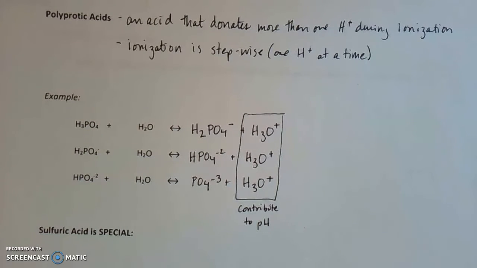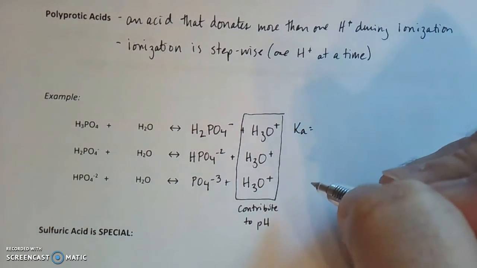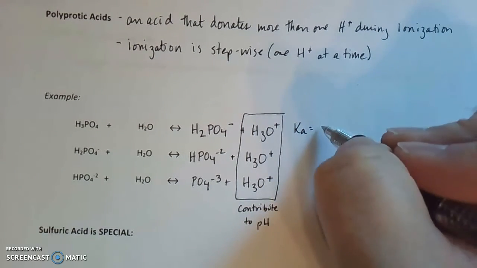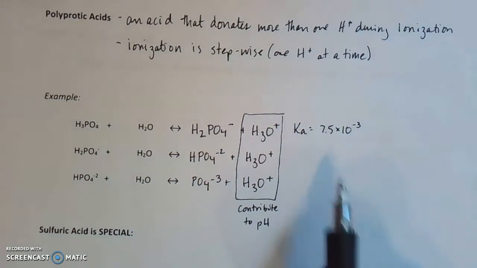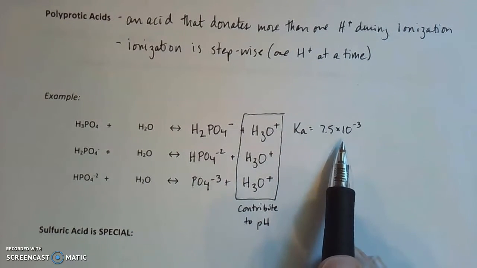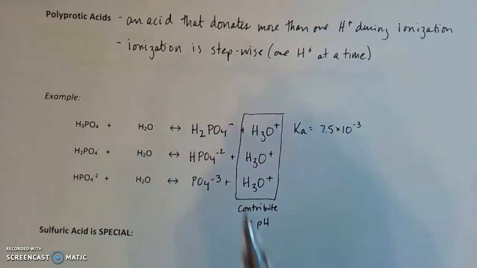There is a chart in your purple reference sheet for polyprotic acids, and it gives you the Ka values. So if we look at the Ka values for these three equations, we'll see that the first one is 7.5 times 10 to the minus third. That's pretty big. So that means that this is ionizing a good bit.